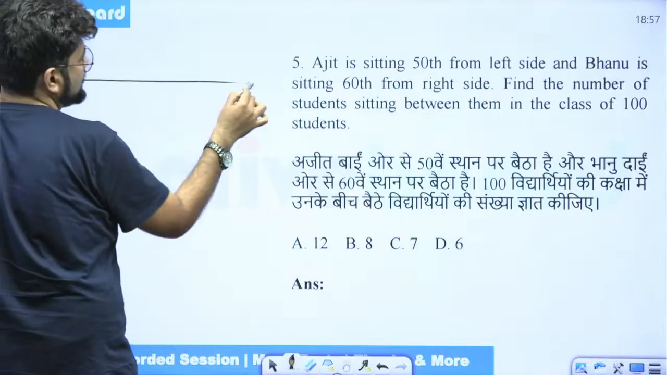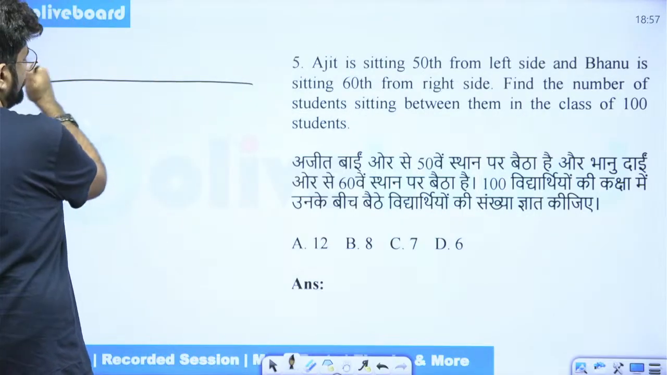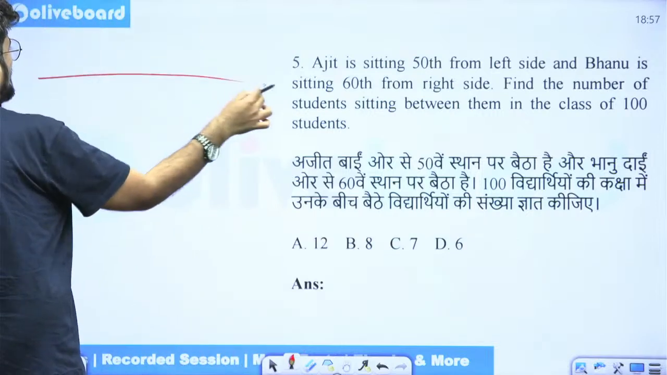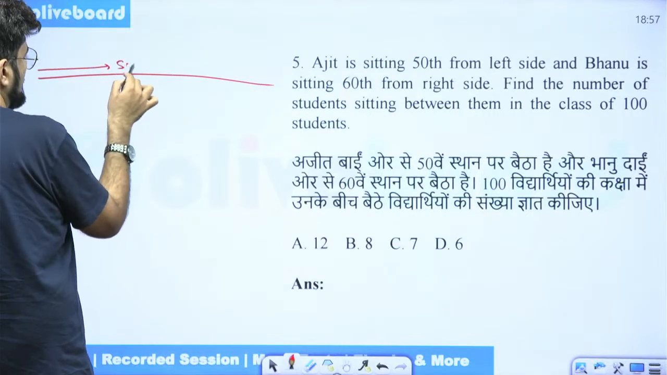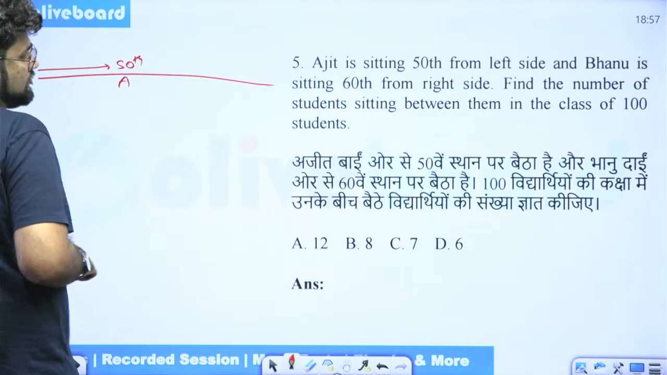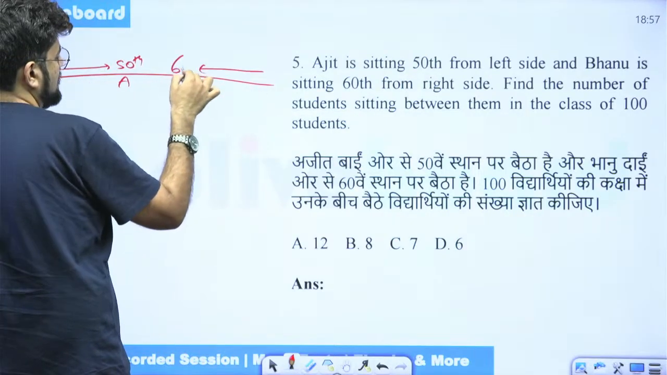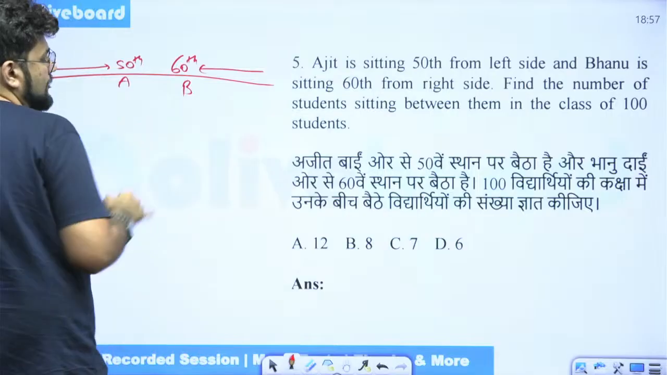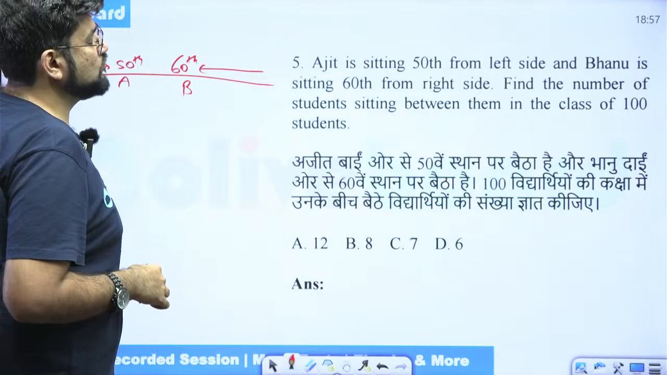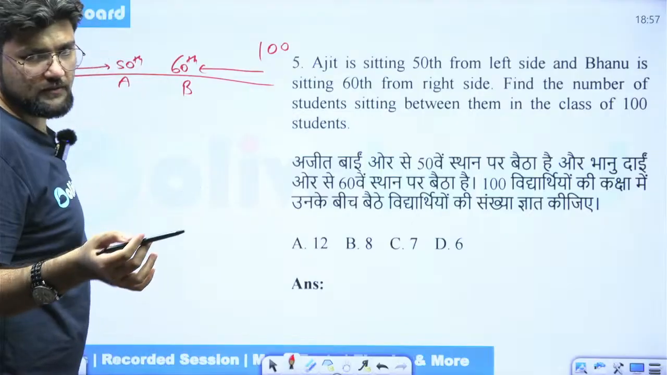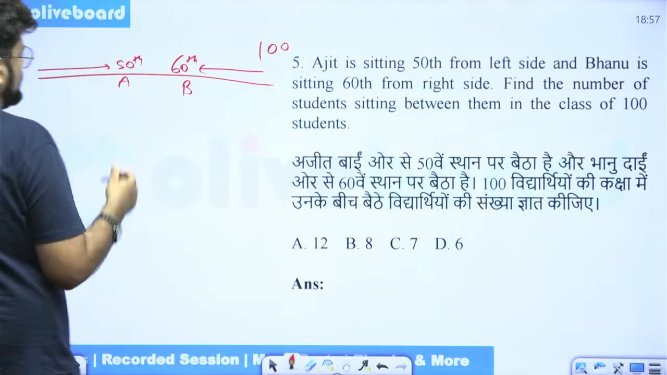Ajit is sitting 50th from the left, and Bhanu is sitting 60th from the right. Find the number of students sitting between them in a class of 100 students. So we'll try with the short trick first.